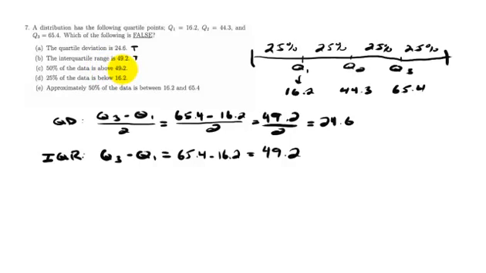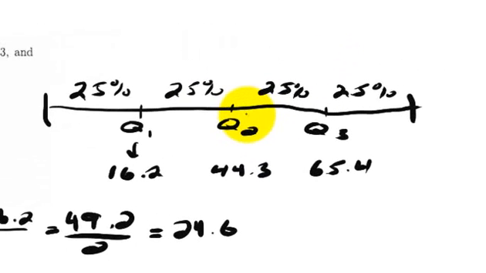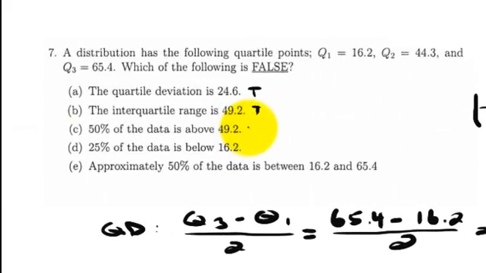50% of the data is above 49.2. Okay, well, if you come over here and you look at the set, 50% of the data is above the median. Okay, 50% of the data is above the median. Now, 49.2 is somewhere like right here. Okay. And that, from here above, that is not 50%. Again, 50% median all the way to the top. Okay. Not 49.2. So this one's actually false. So my answer is going to be C.